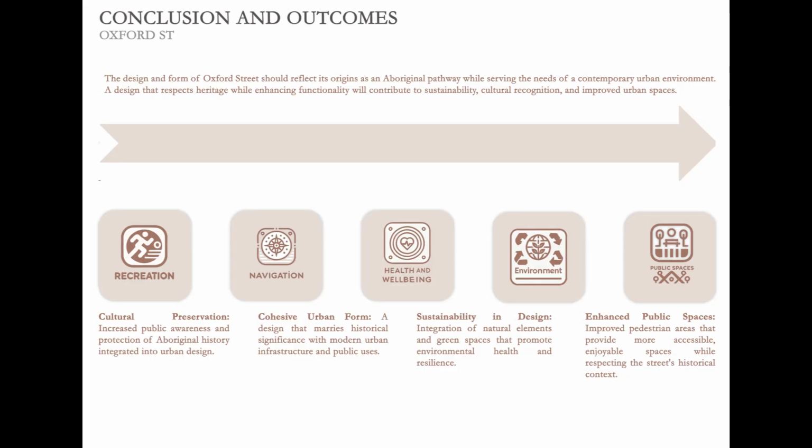In conclusion, the design and form of Oxford Street should honor its origins as an Aboriginal pathway while effectively addressing the needs of a contemporary urban environment. A design that respects heritage while enhancing functionality will foster sustainability, cultural recognition, and improved urban spaces. Cultural preservation, cohesive urban form, sustainability in design, and enhanced public spaces. These outcomes will contribute to a vibrant, inclusive, and sustainable Oxford Street that celebrates its rich heritage and meets the demands of modern urban living.